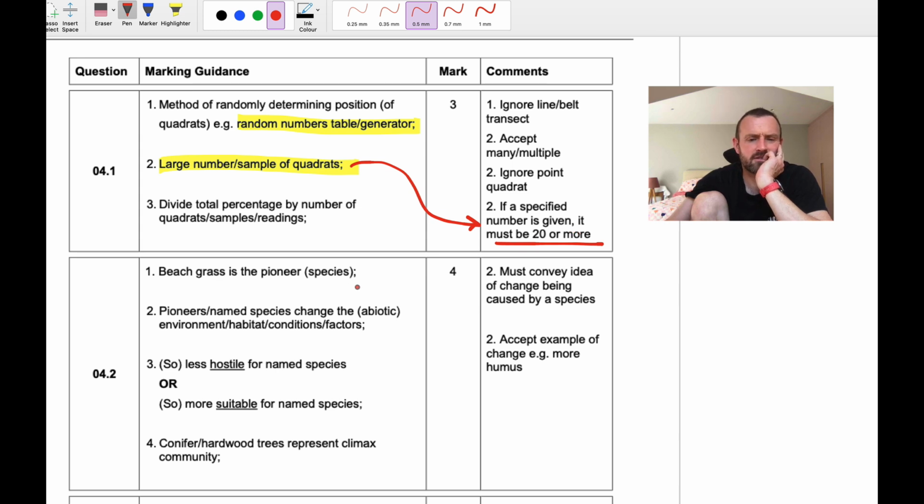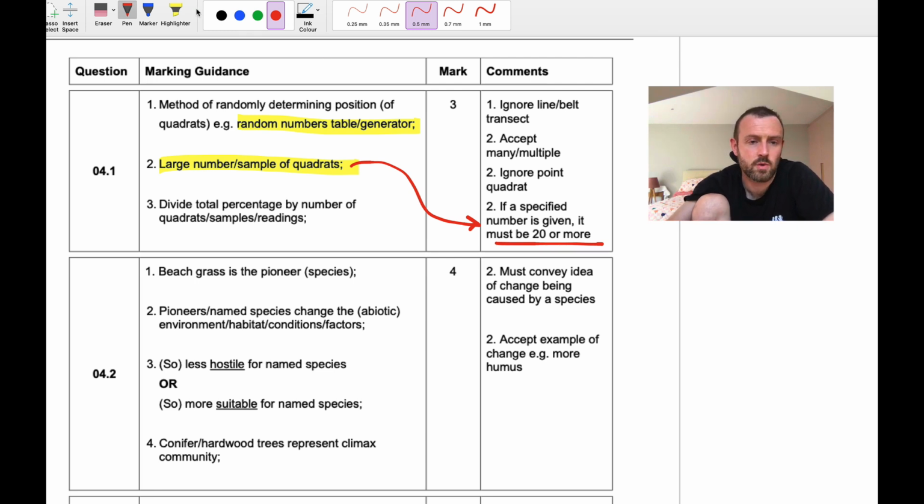Yeah, okay. So this is basically just telling you how to work out a mean. To work out a mean, you need to add them all up and divide by the number of quadrats. That is what this mark point is for. So I think I would have only got one. I think I only would have got 1 out of 3 there, even though I said all that stuff.